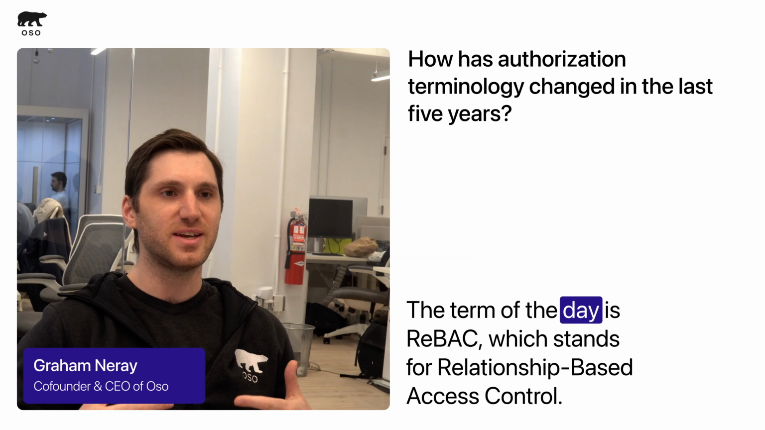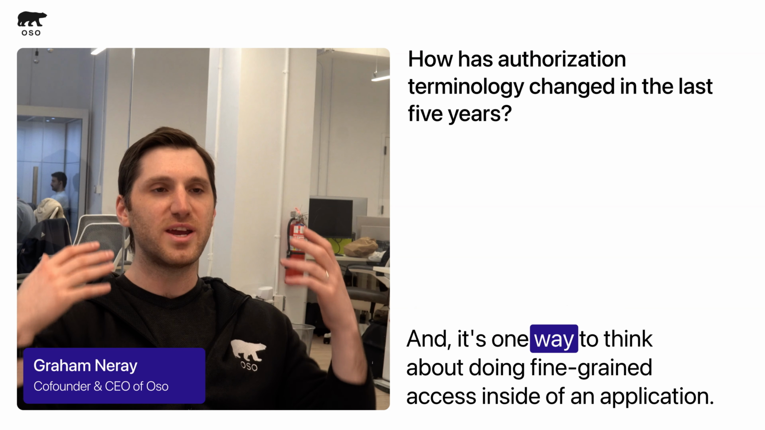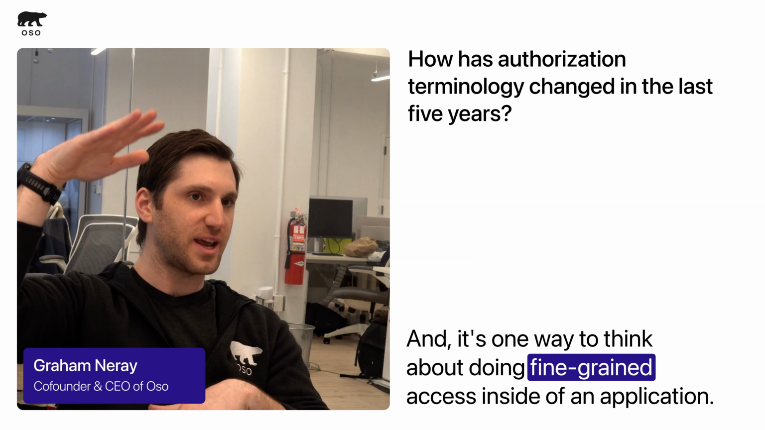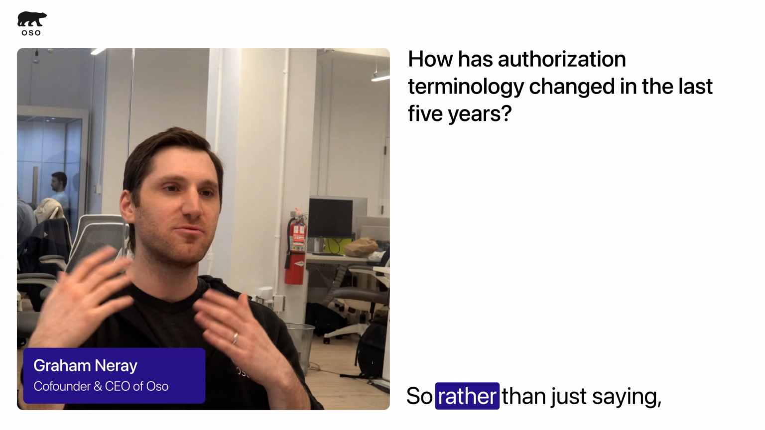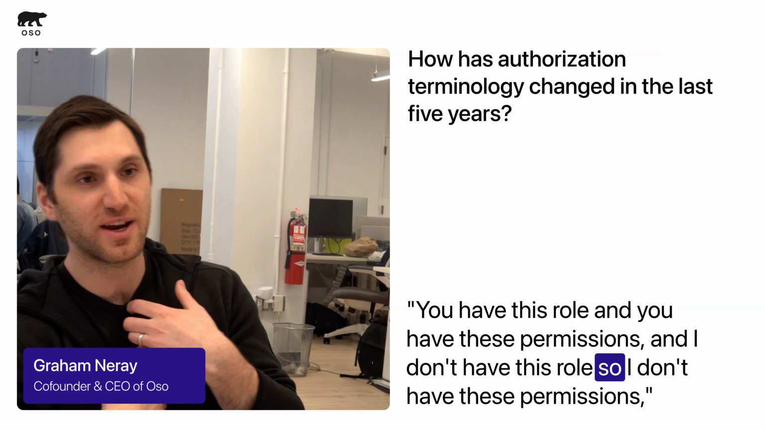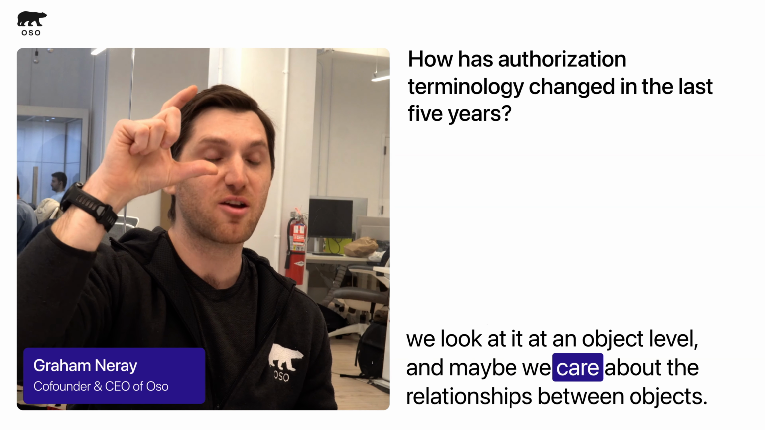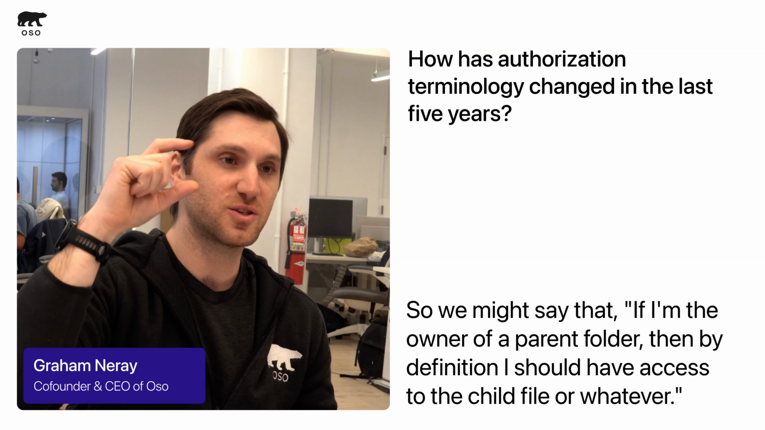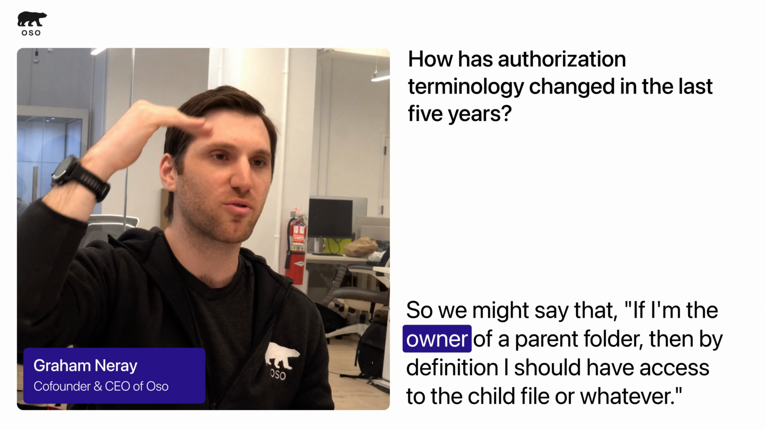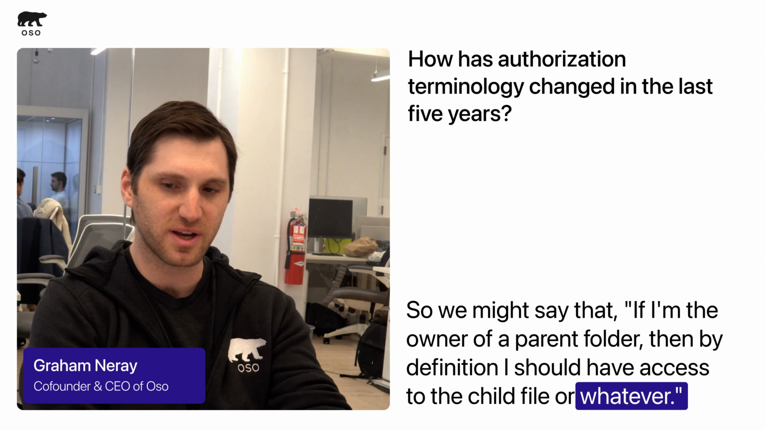The term of the day is ReBAC, which stands for relationship-based access control, and it's one way to think about doing fine-grained access inside of an application. So rather than just saying you have this role and you have these permissions and I don't have this role, so I don't have these permissions, we look at it at an object level, and maybe we care about the relationships between objects. So we might say that if I'm the owner of a parent folder, then by definition I should have access to the child file or whatever.